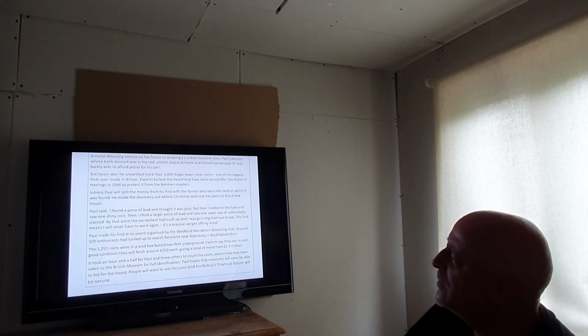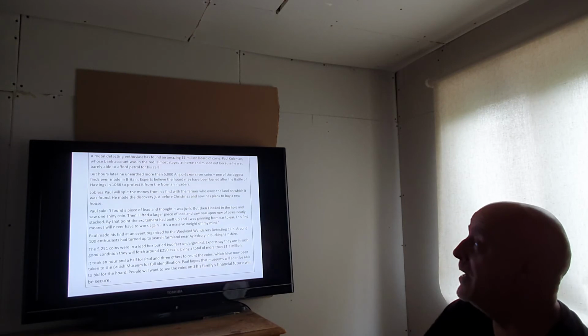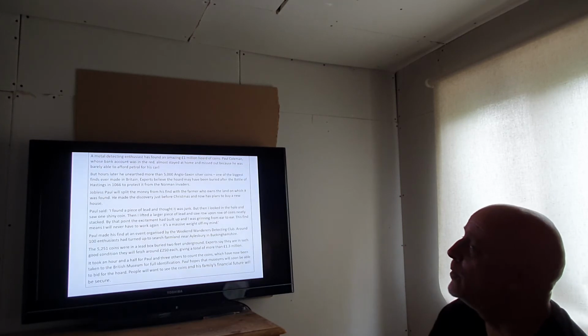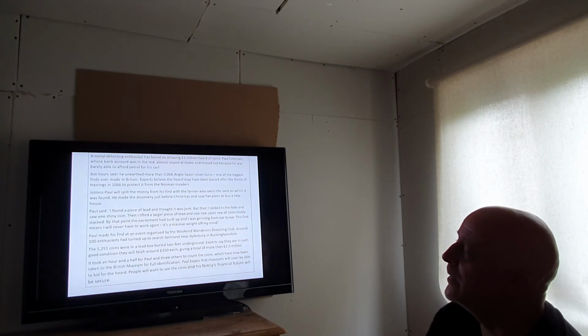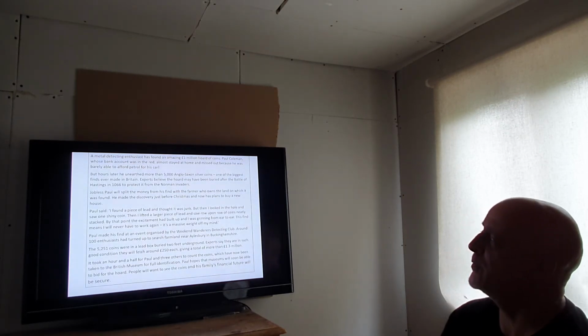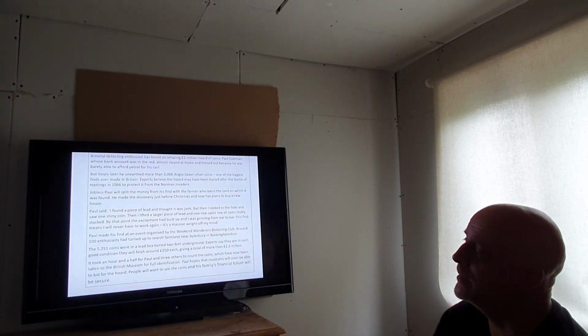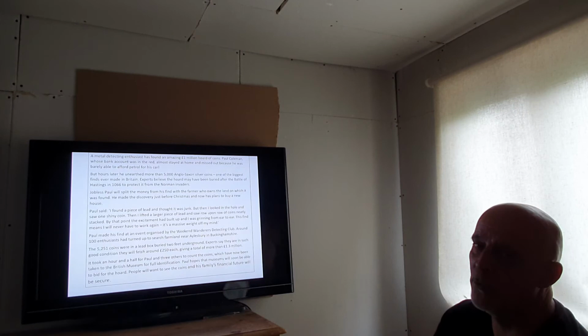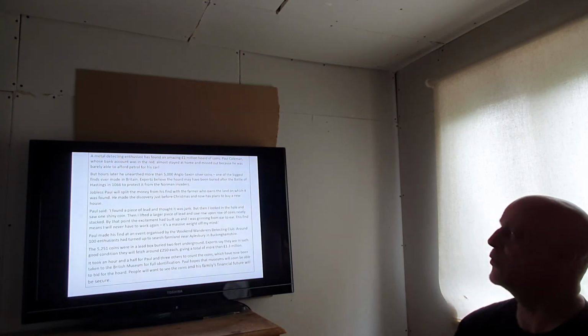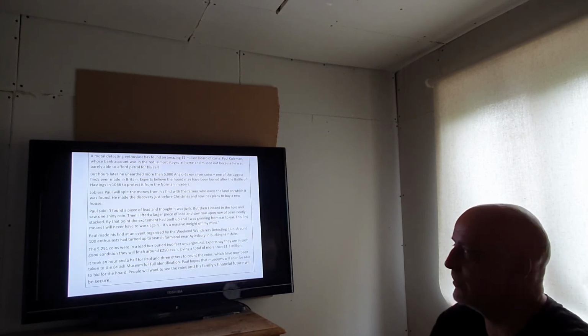A metal detecting enthusiast has found an amazing £1 million hoard of coins. Paul Coleman, whose bank account was in the red, almost stayed at home and missed out because he was barely able to afford petrol for his car. But hours later, he unearthed more than 5,000 Anglo-Saxon silver coins, one of the biggest finds ever made in Britain. Experts believe the hoard may have been buried after the Battle of Hastings in 1066 to protect it from the Norman invaders. Jobless Paul will split the money from his find with the farmer who owns the land on which it was found. He made the discovery just before Christmas and now has plans to buy a new house.